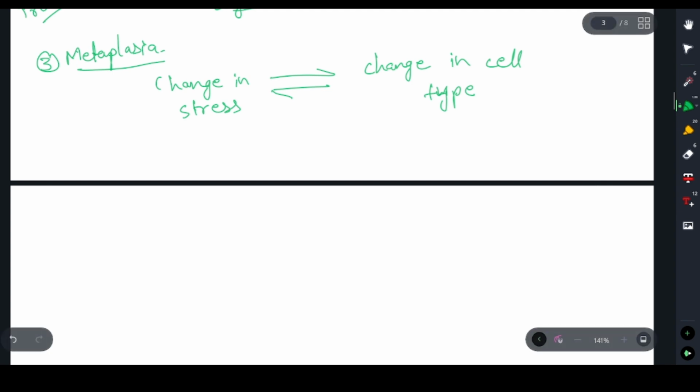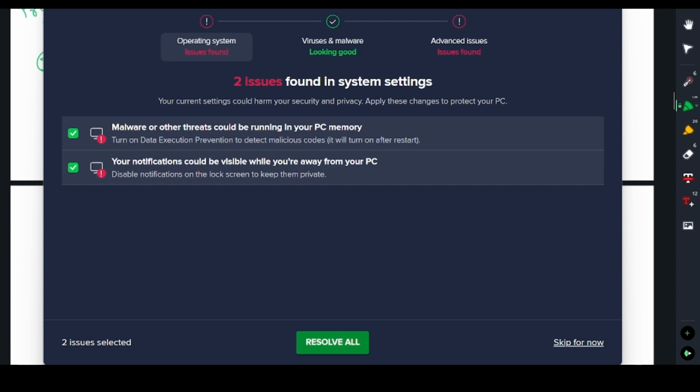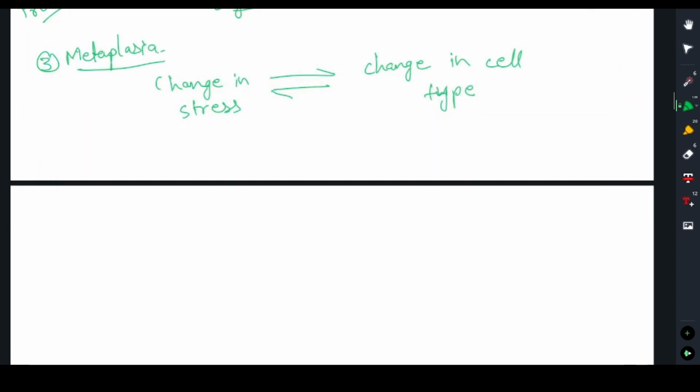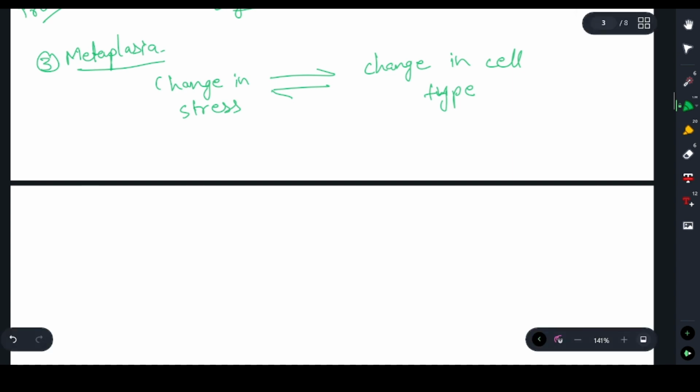Now, why have we changed the cell type? It is obvious that the previous cell type would not have been able to handle the stress in that good manner, right? So what we need to understand here is that we have changed the cell type, which means the previous cell type would not have been able to handle that stress in a better manner, right? So metaplastic cells are better able to handle the stress, hence we have changed the cell type. Now coming to the example of metaplasia, a quite common and famous example is Barrett's esophagus.